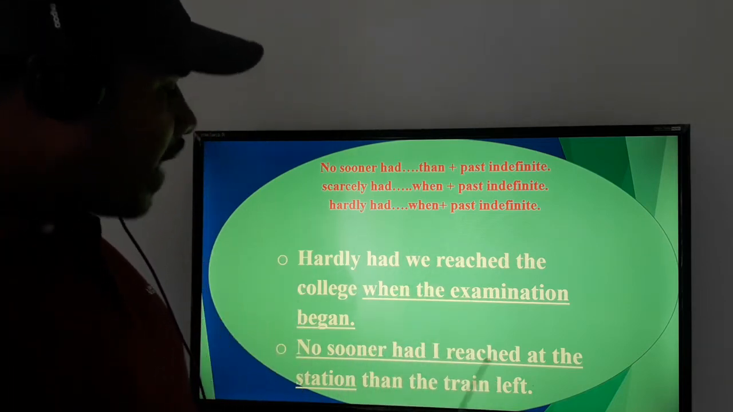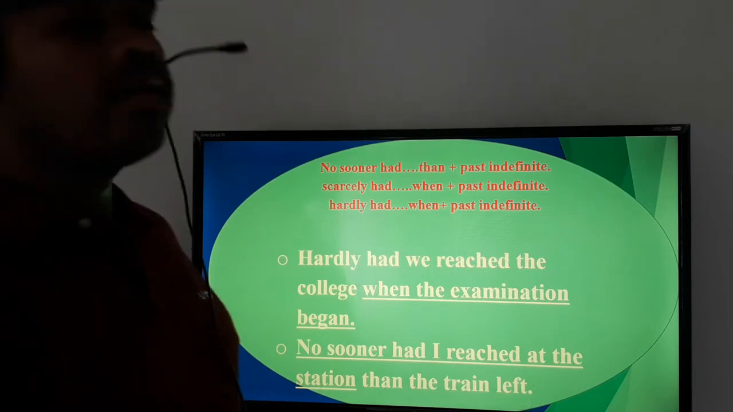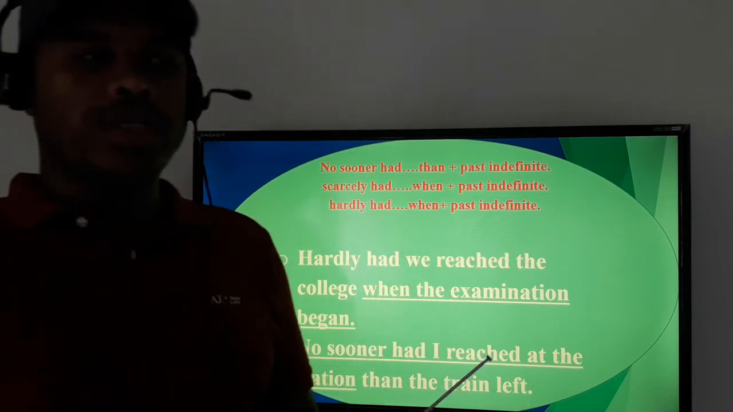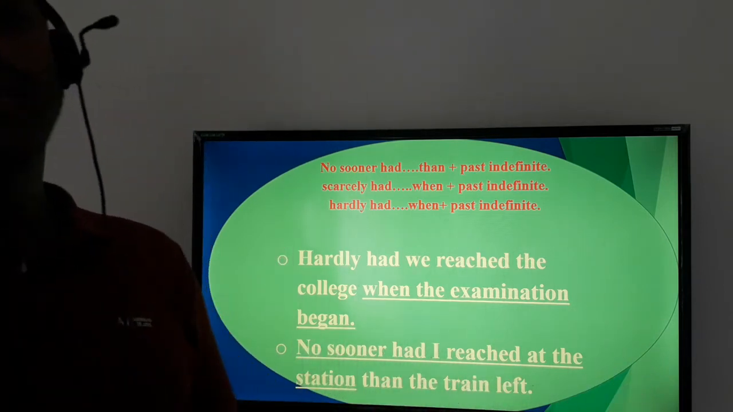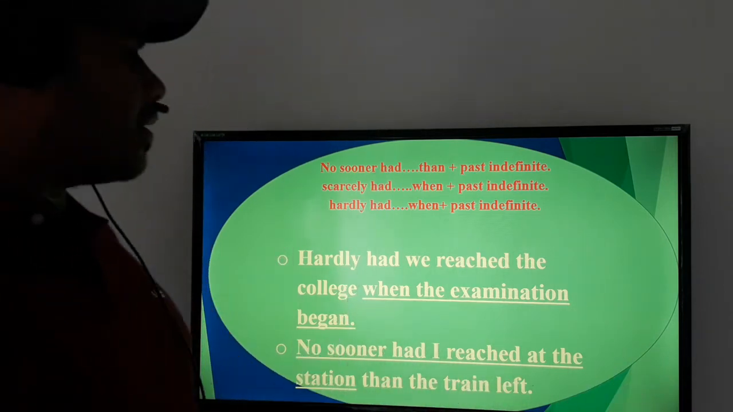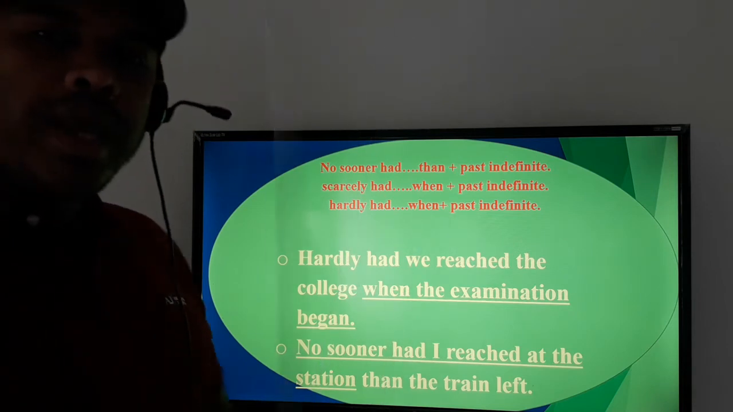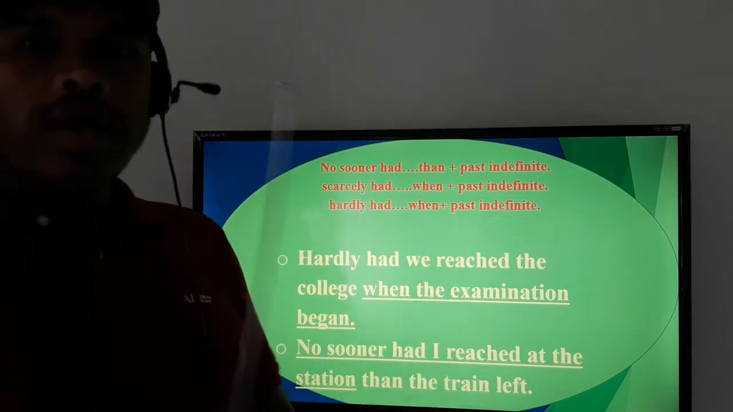No sooner had I reached the station than the train left. Try to think about it. As soon as you just entered the station, the train left. So we use this structure to mean two things occur at the same time.